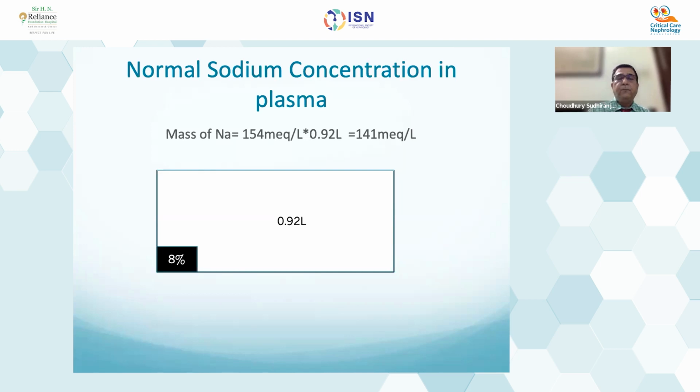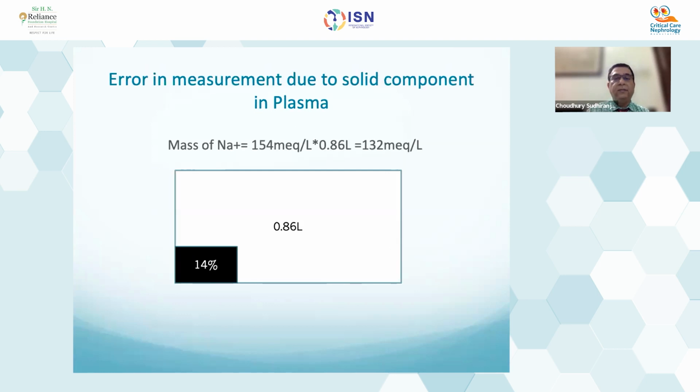However, the investigation approach was different earlier, and current standards are different. That's why 140 to 145 milliequivalents were kept as the normal sodium concentration in our plasma. Next, coming to, this is the same thing.